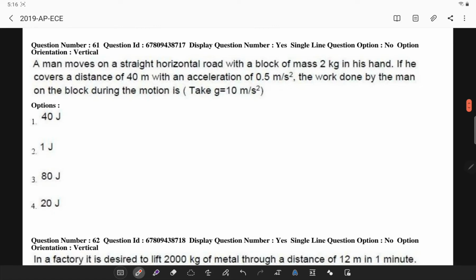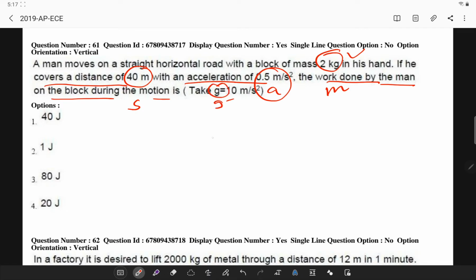So the next question. A man moves on a straight horizontal road with a block of mass. Here the mass is given as 2 kg, and he covers a distance, so here s is given as 40 meters, with an acceleration given. He is asking what is the work done by the man during the motion, given g is 10.